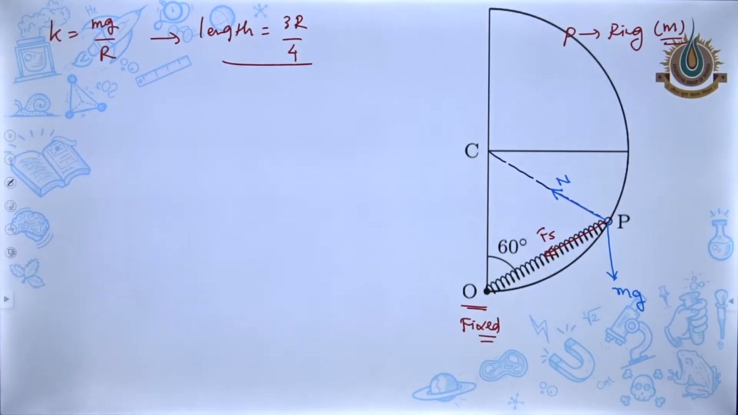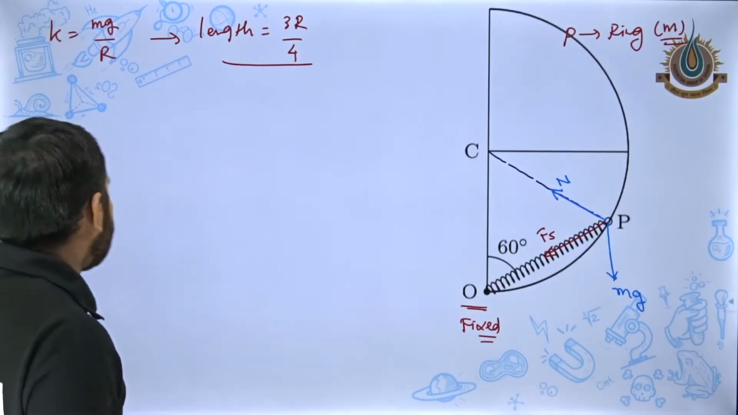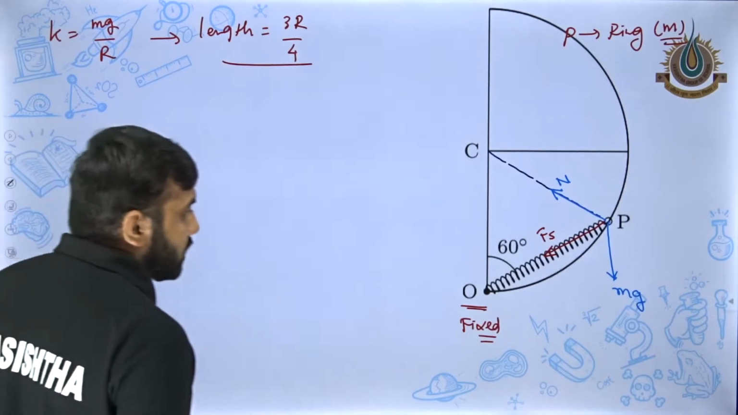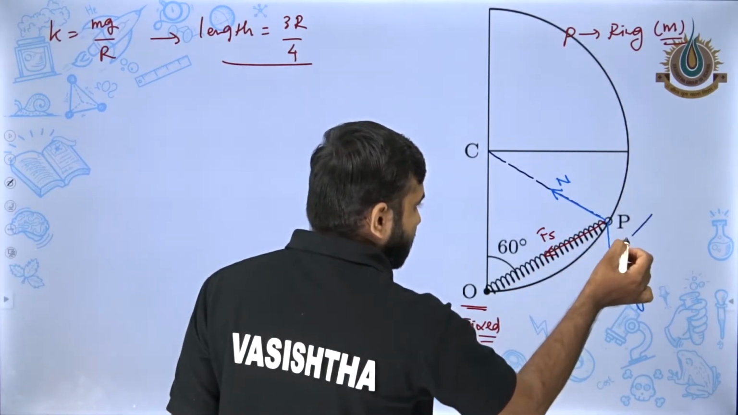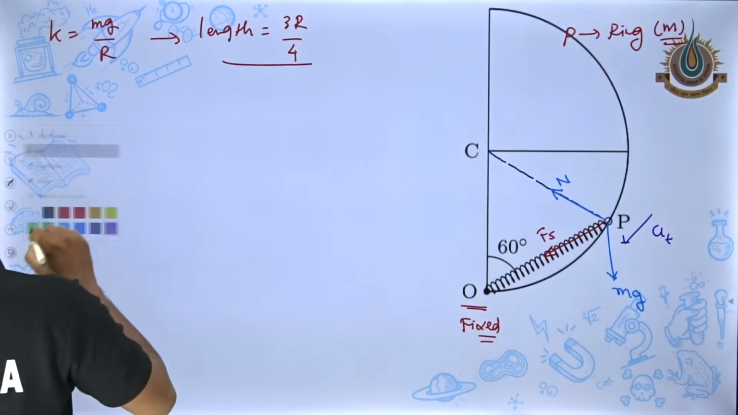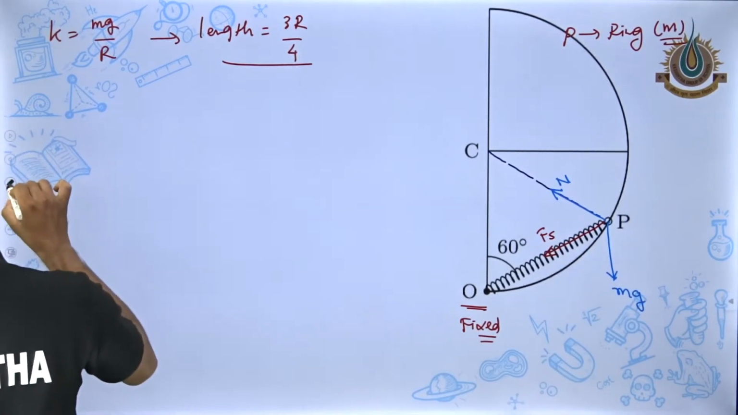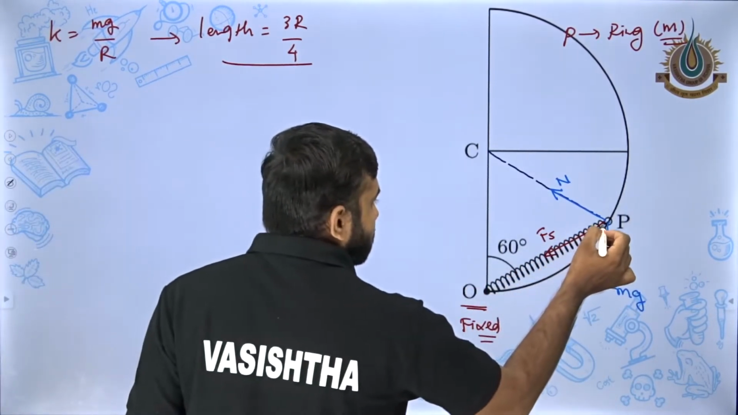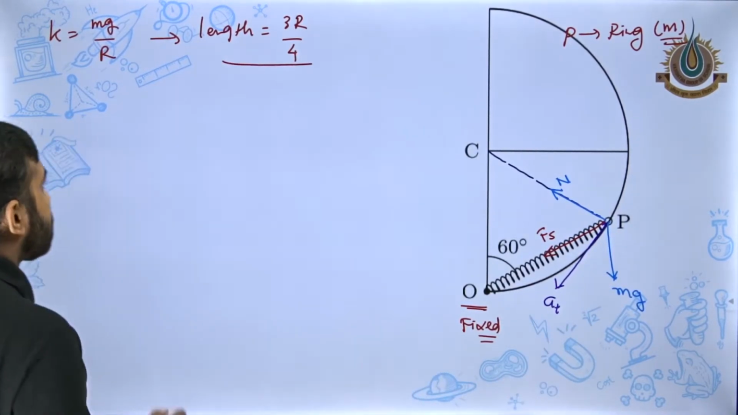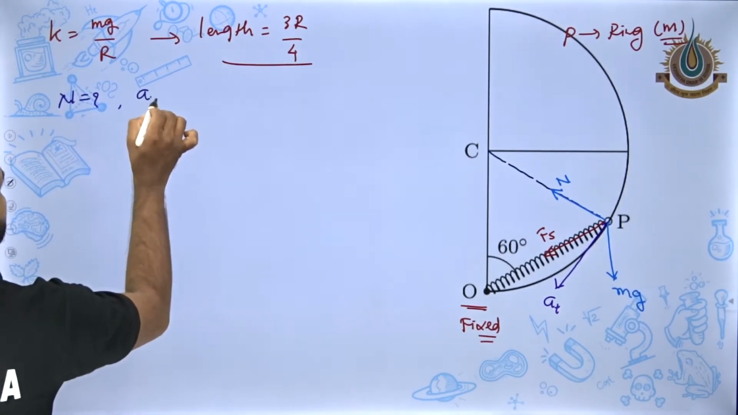Now you release this ring at this position. Some force is applied on it, so we have to find its tangential acceleration. So let me draw the figure of the tangential acceleration. Suppose it is moving tangentially in this direction with tangential acceleration a_t, somewhere here. So we are finding out the two data here: N is equal to what, and a_t is equal to what.